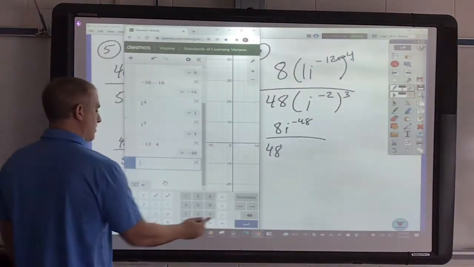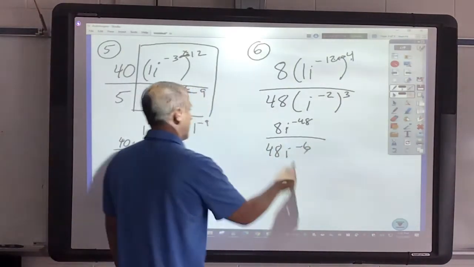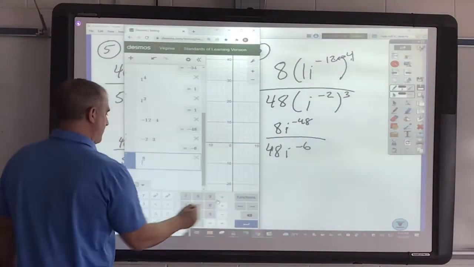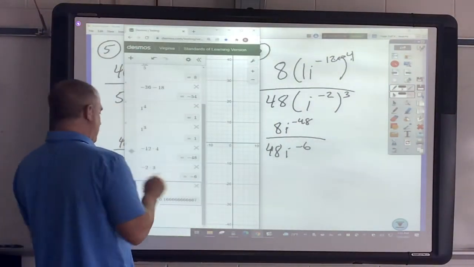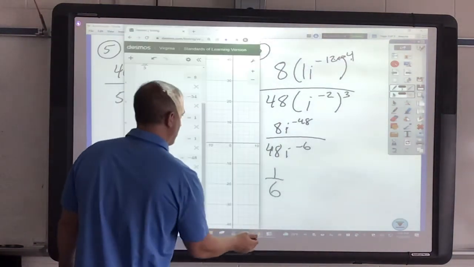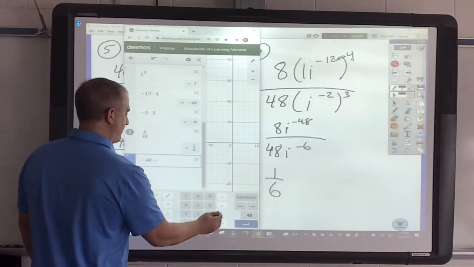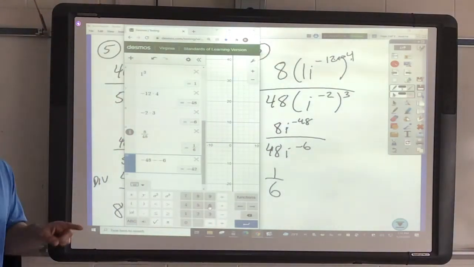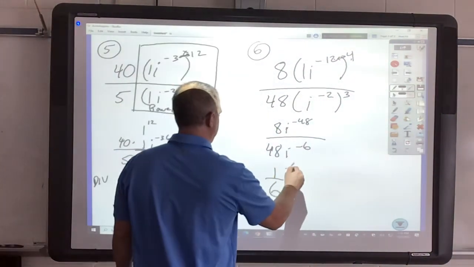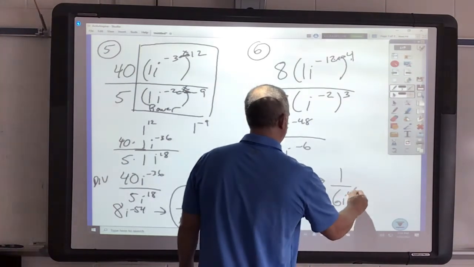-2 times 3 is i to the -6. Then it's the division rule. This divided by this, 8 divided by 48, as a fraction would be 1/6. Then -48 minus -6. Make sure you type those two negatives. That gives me i to the -42nd. What does that mean? That means that the i to the 42nd goes underneath.